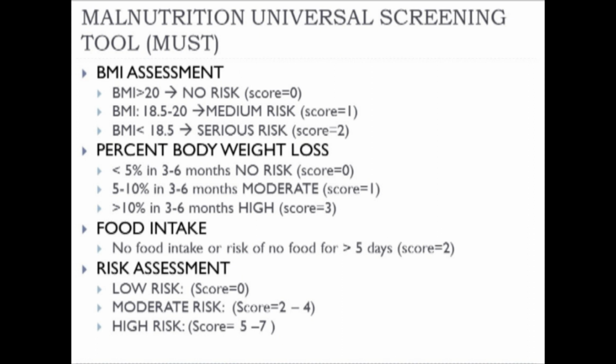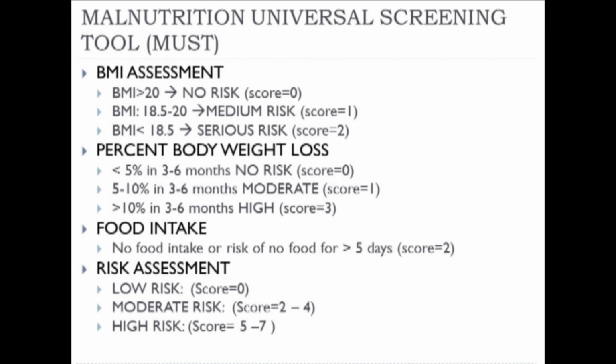Another popular assessment tool is called the Malnutrition Universal Screening Tool, or MUST. And this screening tool is based on 3 criteria: the BMI, the percent body weight loss, and the food intake. So when we're looking at the BMI, a BMI that's greater than 20 represents no risk, score of 0. A BMI of 18.5 to 20, slightly underweight, represents a medium risk, score of 1. A BMI less than 18.5 is a serious risk, and that's a score of 2.